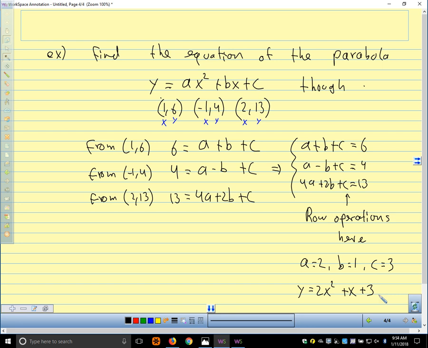And in general, we can always find an equation for a parabola if we have 3 points that it goes through. So we need 2 points to make a line. We can write an equation of a line with 2 points. We need 3 points to find an equation of a parabola, which is kind of interesting itself. All right, questions?